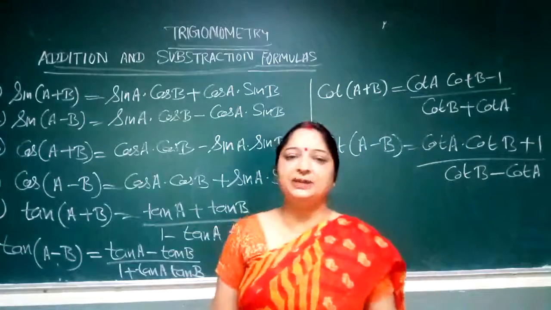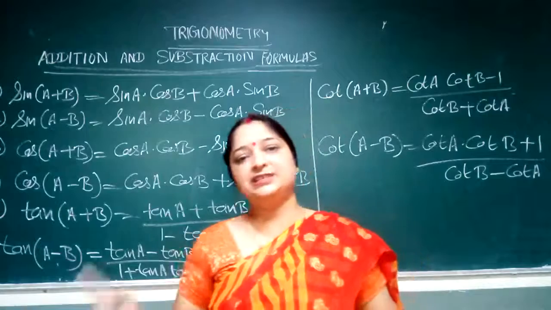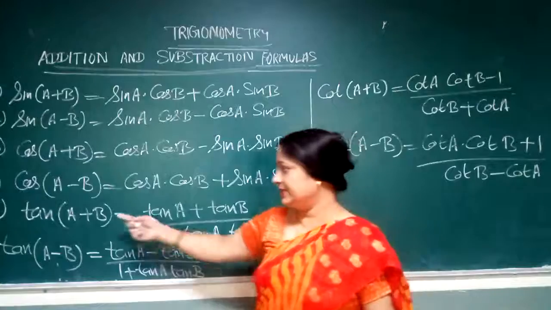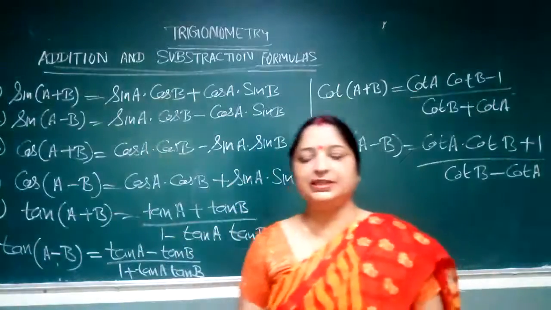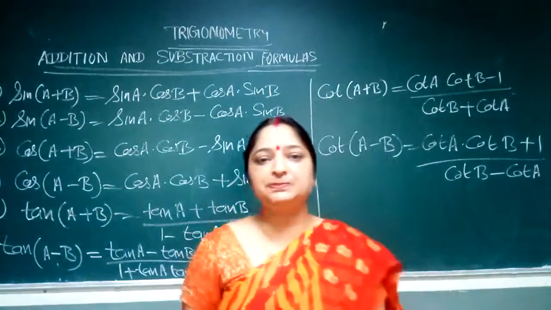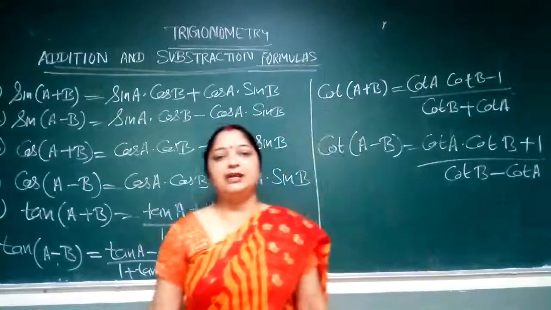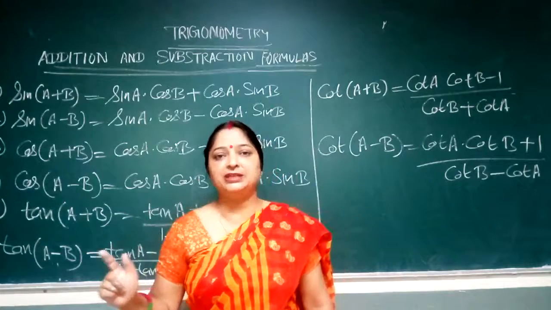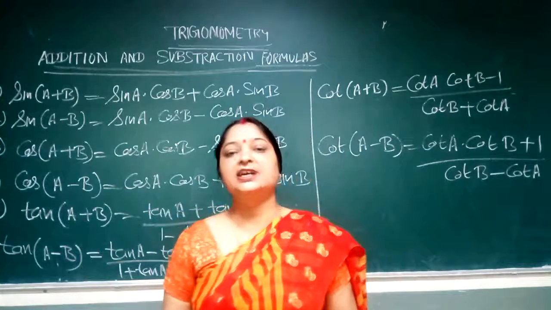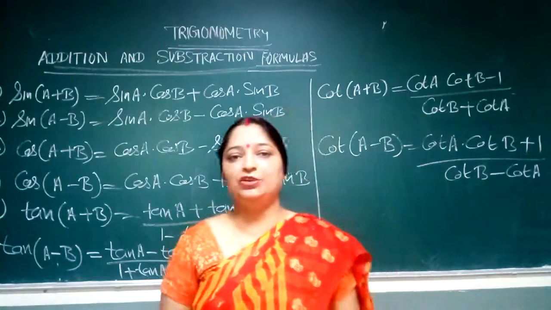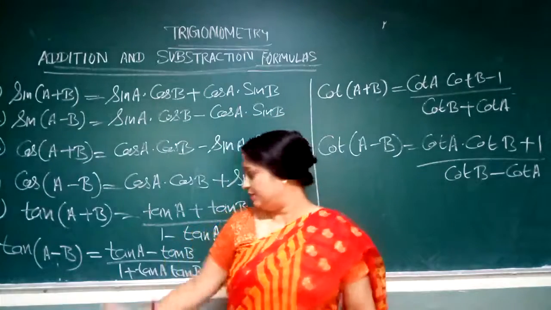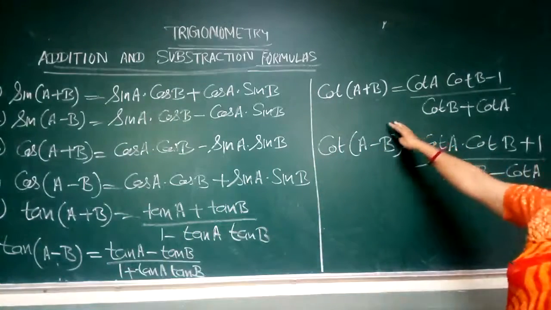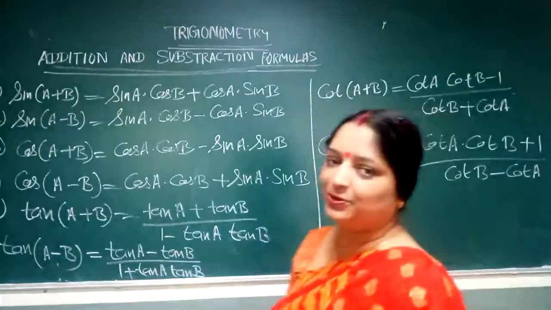This is tan of a plus b. Then tan a plus tan b in the numerator. It will change the sign in the denominator, that is 1 minus tan a into tan b. Similarly, tan of a minus b is tan a minus tan b over 1 plus tan a tan b. You know that cot is the reciprocal of tan.